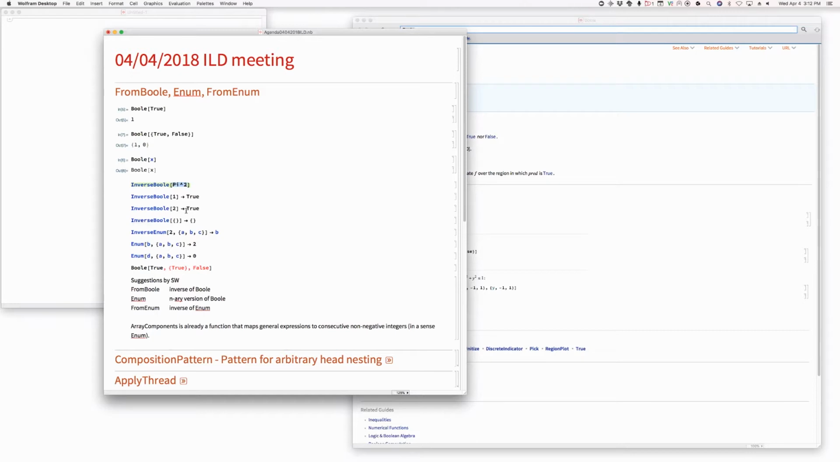Just return unevaluated. Let me point out, if you did return unevaluated and then you hit it with N, or FullSimplify or whatever, that will resolve it.